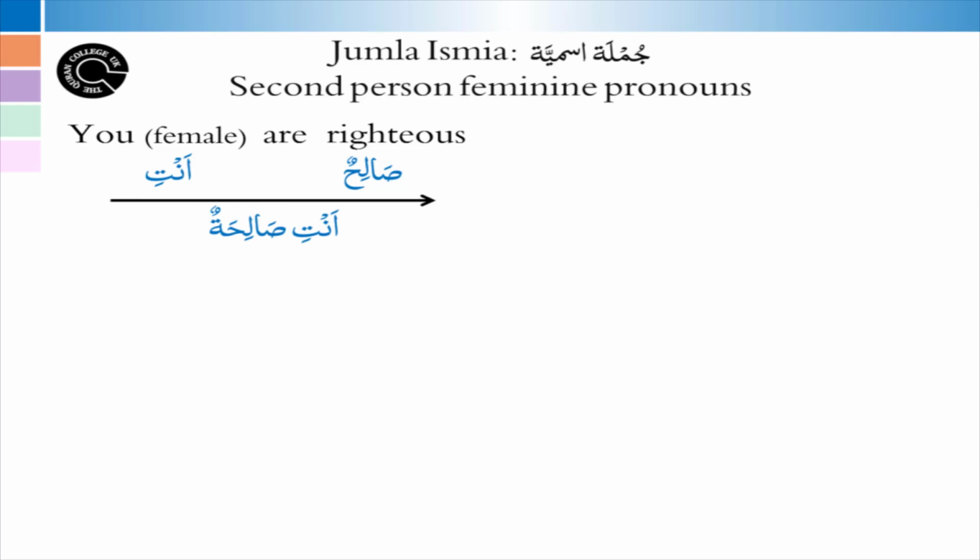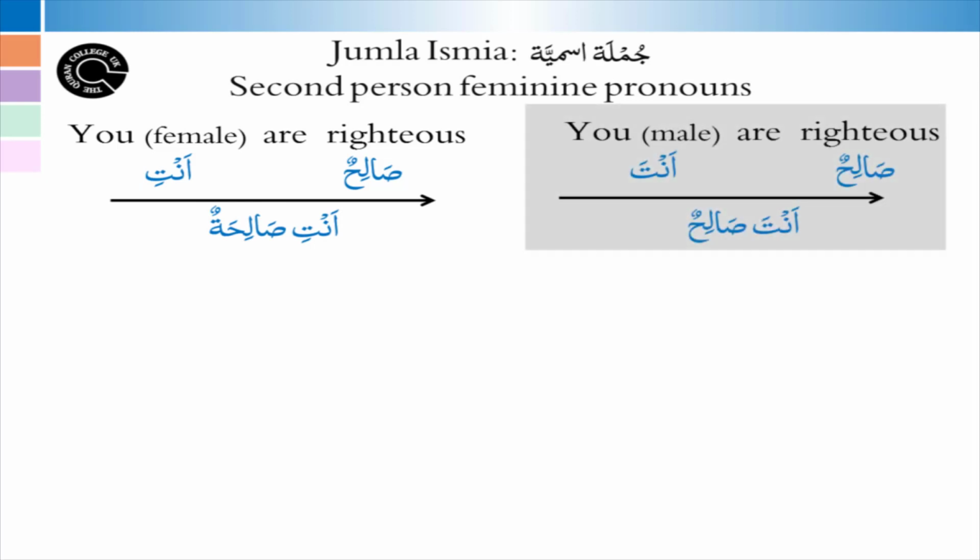By comparing the feminine construction with the masculine construction in this first grey box, we can see a couple of differences. The first difference is in the pronoun used as subject. The feminine subject is anti, while the masculine subject is anta. The second difference is in the predicate. The predicate of feminine is salihatun, and the masculine is salihun.